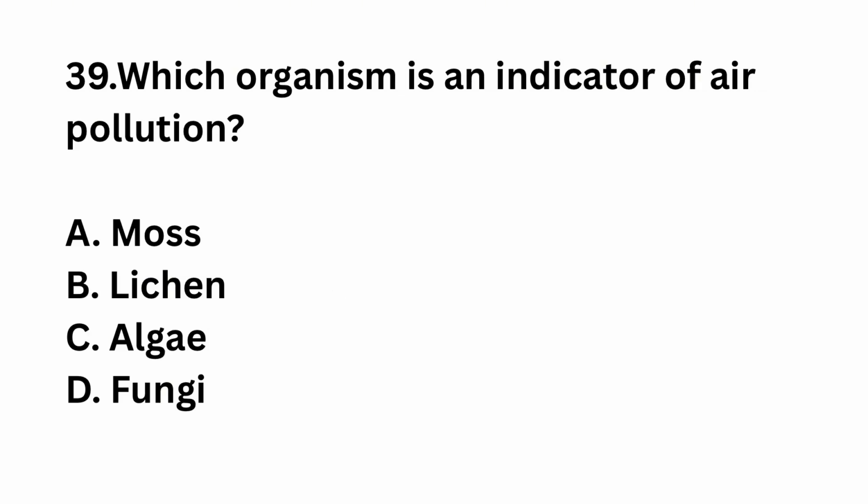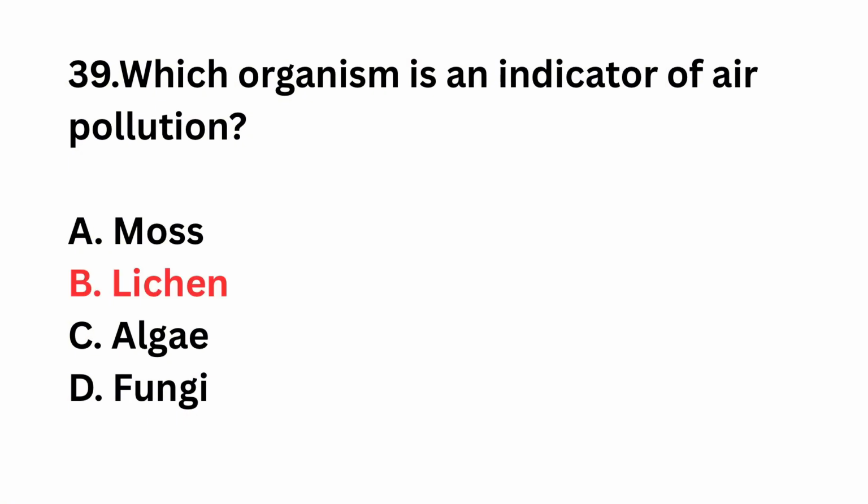Question number 39. Which organism is an indicator of air pollution? Moss, lichen, algae, fungi. The right answer is option B, lichen. Lichens are sensitive to sulfur dioxide.